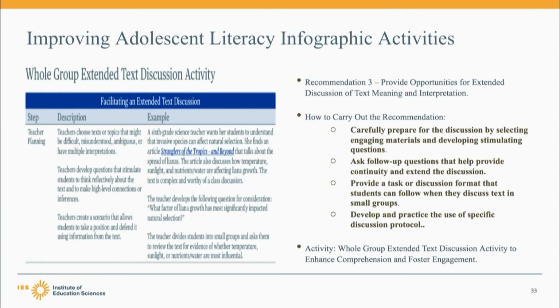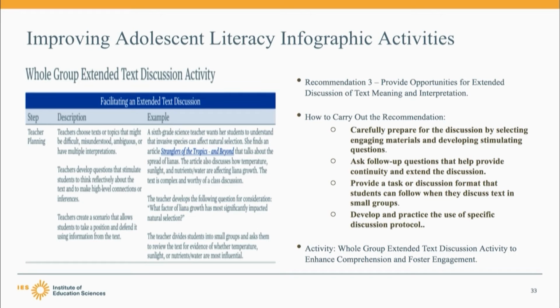You also see on this slide a description of how a facilitated discussion might look, which includes an example using Stranglers of the Tropics and Beyond as the basis for the extended text discussion. The slide contains the teacher planning piece. However, the infographic also contains information related to student preparation and teacher facilitation. If we were having an extended text discussion after reading Stranglers of the Tropics and Beyond, we might pose the question, what factor of liana growth has most significantly impacted natural selection?